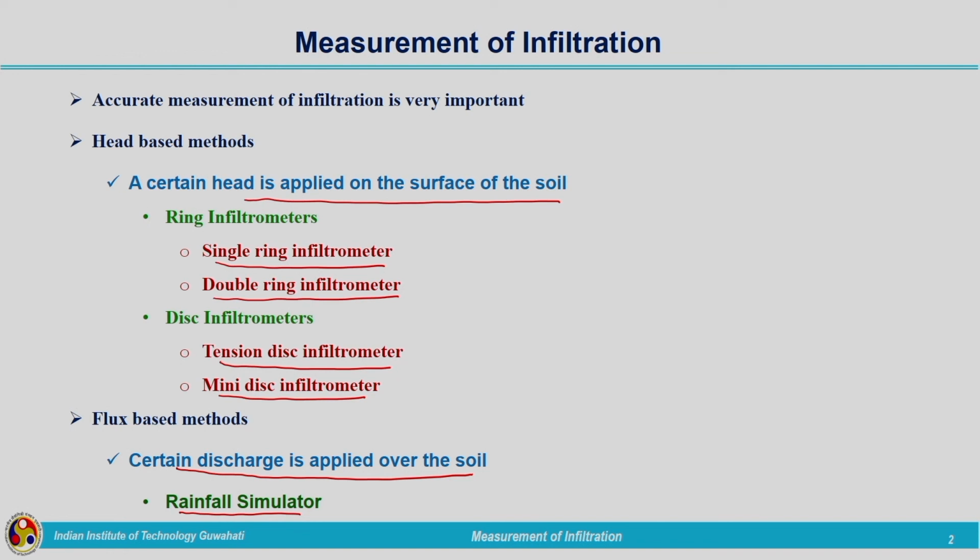In this, we artificially create the rainfall. Based on the water infiltrating into the ground, that will be measured, or we collect at the outlet how much water is flowing as runoff. That way we can calculate how much infiltration is taking place in the case of a rainfall simulator. In this lecture, we will concentrate mainly on two infiltrometers: the ring infiltrometers, that is, the single ring and double ring infiltrometers. These are the conventional infiltrometers, simple techniques used for measuring infiltration.